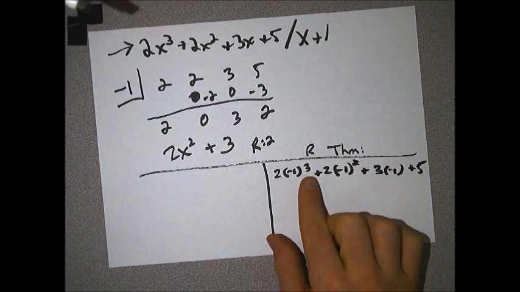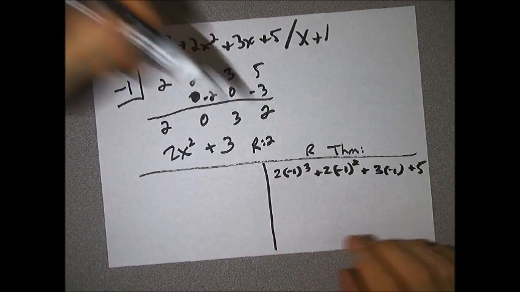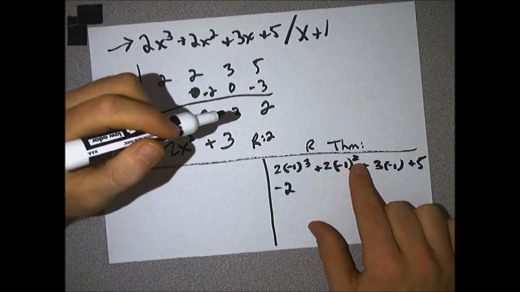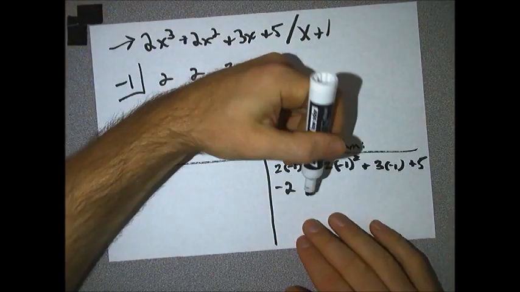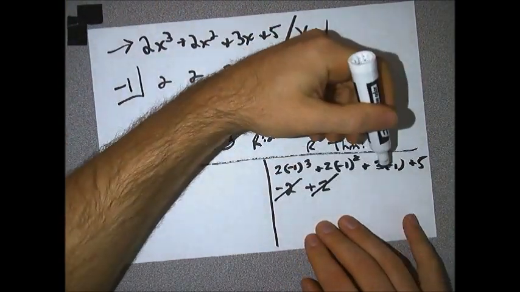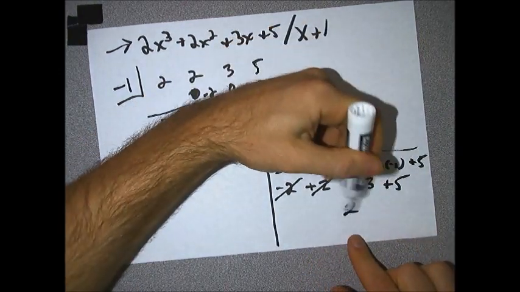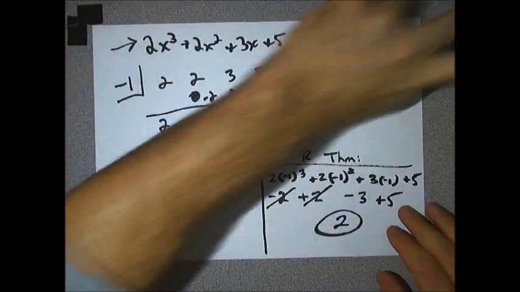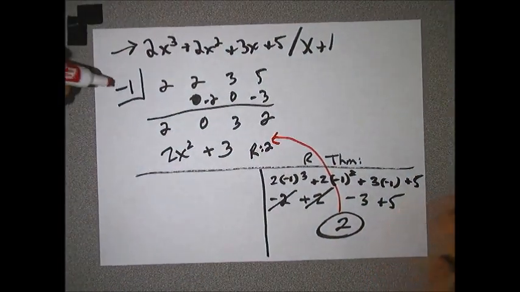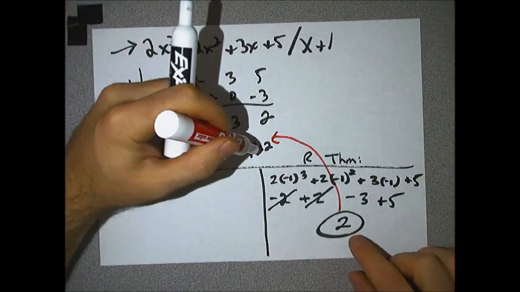Negative 1 to the third is a negative 1, because negative 1 times negative 1 is 1 times negative 1, so negative 1 times 2 is negative 2. Negative 1 squared is positive 1. Positive 1 times 2 is plus 2. And then, so these cancel. Over here I have minus 3 plus 5, and negative 3 plus 5 is 2. And that is what my remainder was. So the remainder theorem says that if you plug the number in the box into your equation, you should come up with what the remainder was.